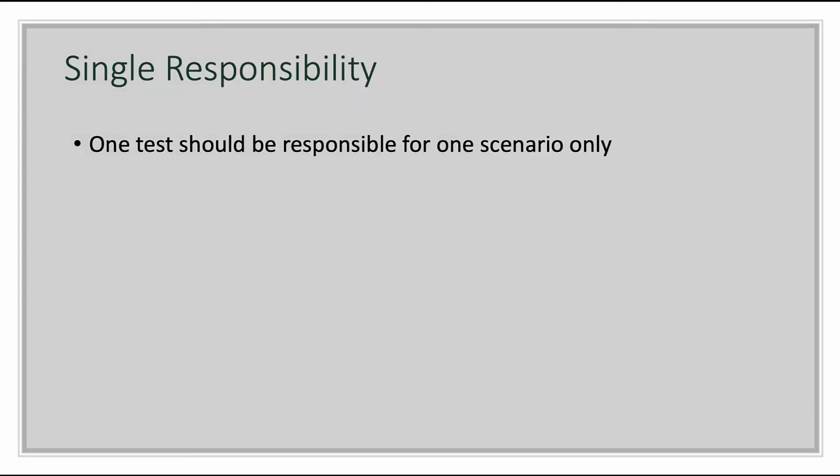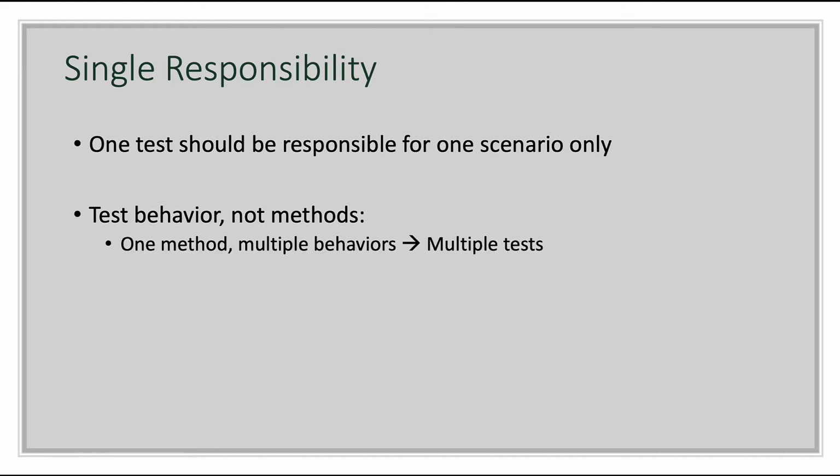Single responsibility. Unit tests should be independent and should be responsible for one scenario only. You are testing the behavior. You are not testing the methods. That means if you have multiple behaviors in one method, you write multiple tests. If you have a single behavior that consists of multiple methods, you write one test.